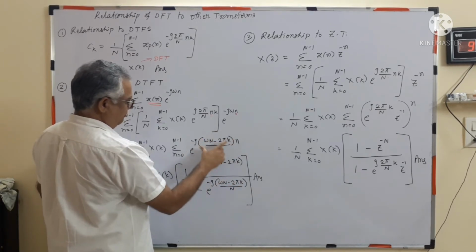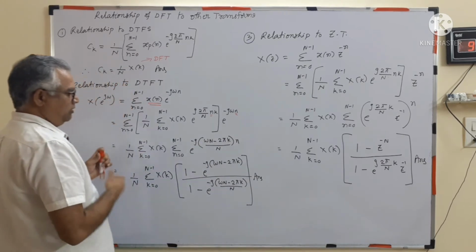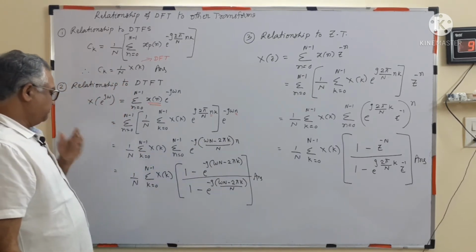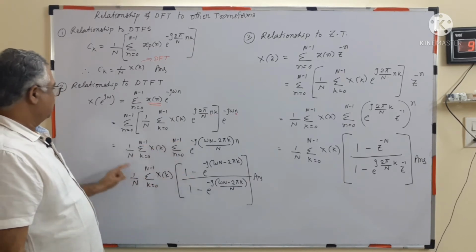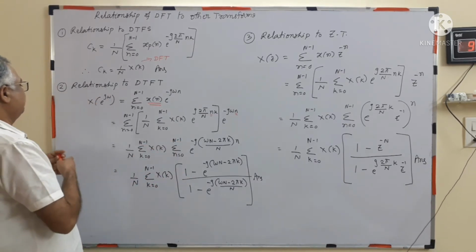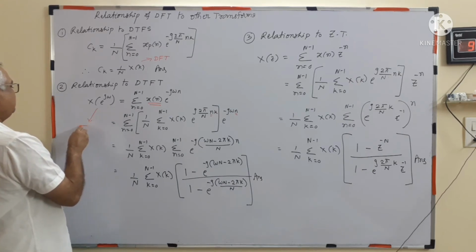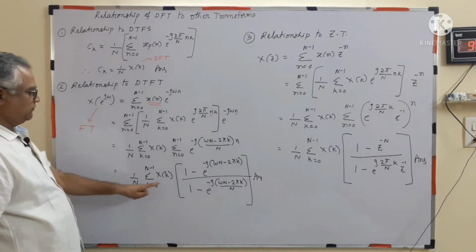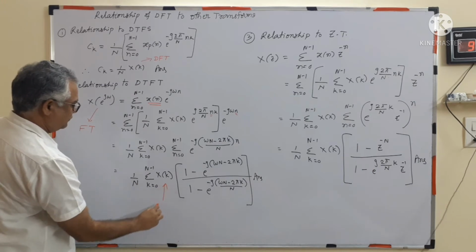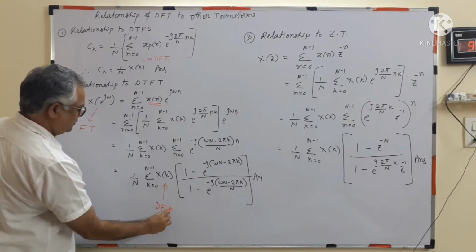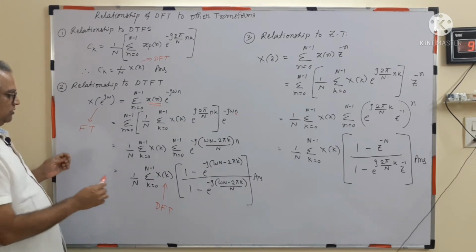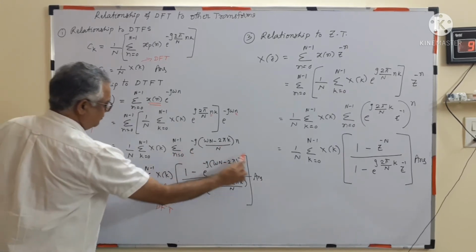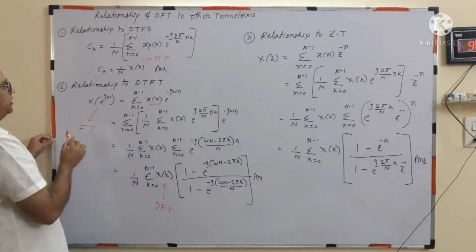Other than this, the remaining you have to write. So 1 by N, this term as it is. What is this one? It is the Fourier transform. What is this one? DFT. So this is how DFT is related to the Fourier transform. If you know X of k, by doing this you will find the Fourier transform.